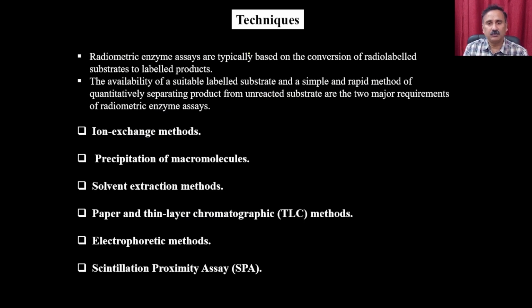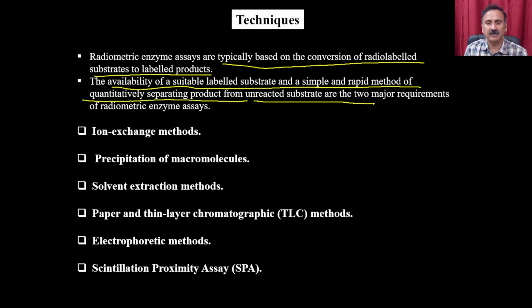When you are going to do radiometric assays, you are going to use different types of associated techniques. Radiometric assays are typically based on the conversion of radiolabeled substrate to labeled product. The availability of a suitable labeling substrate, and a simple and rapid method of quantitatively separating the product from the unreacted substrate, are the two major requirements of radiometric enzyme assays.